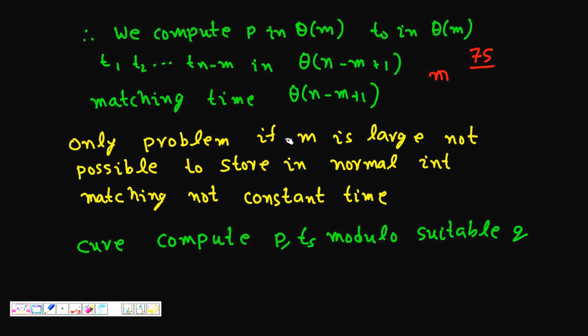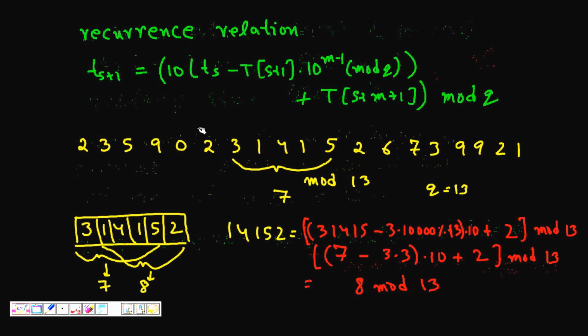So now we need to do something, and the cure is that we compute all these ts values and the p value modulo some suitable q. So we take modular arithmetic. Modular arithmetic means if we have a very large number and you divide it by, let's say, 7, then you get some answer between 0 and 6. So it becomes such a small number. That's what we have to do, and let's see what happens.